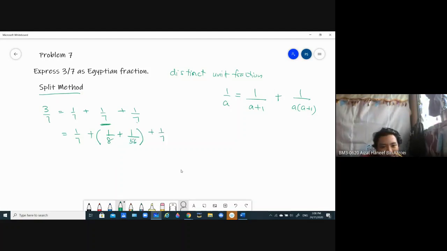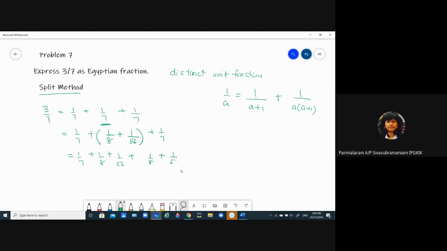So we have this 1 over 7 now. We still have two same ones, so we have to change the last one. This one is already done. So change the last one, 1 over 7, is 1 over 8 plus 1 over 56. So now we have two 1 over 8 and two 1 over 56, right?